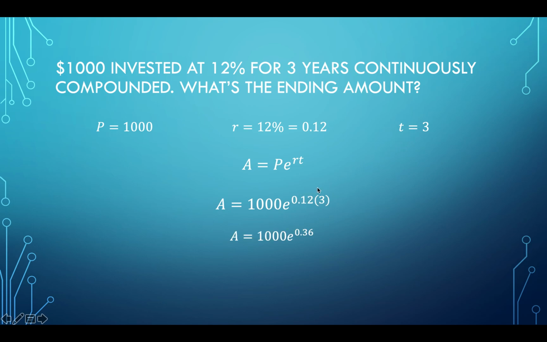Now I would simplify this first. Simplify 0.12 times 3, and we get 0.36. The next step is to do e to the 0.36 power. When we do that, I get 1.433. From this point on, I am going to multiply this times 1,000, and when I do that, I get 1,433. So if we invest $1,000 initially at 12%, continuously compounded for 3 years, at the end of 3 years we'll have $1,433.